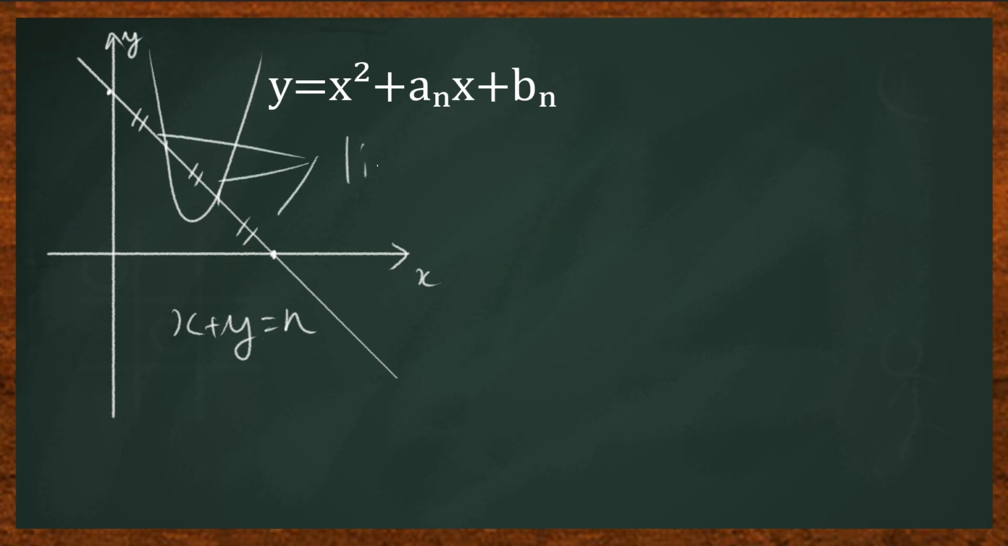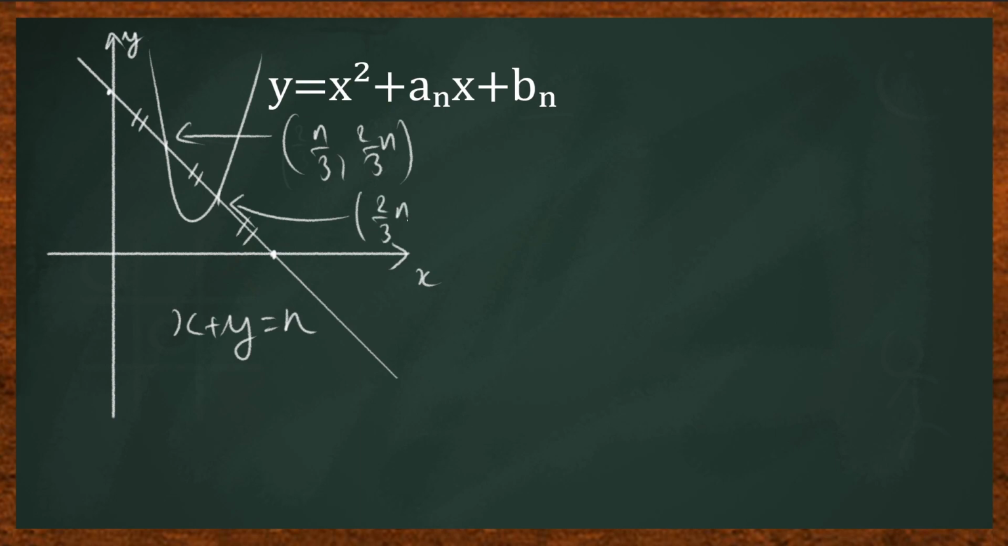The ratio between these three lines is 1 to 1 to 1. Because x plus y equals n, when y is 0, x is n, and when x is 0, y is n. With a 1 to 1 to 1 ratio, the first coordinate will be n out of 3, comma, 2n out of 3. And the second one will be 2n out of 3, comma, n out of 3.